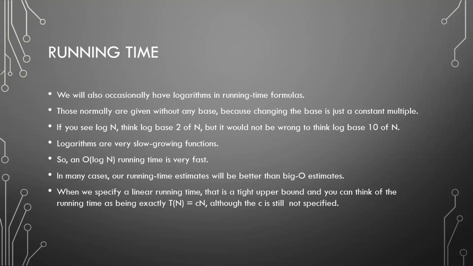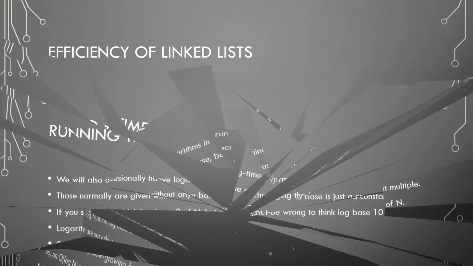Now, in many cases, our running time estimates may end up being better than the big O estimates. So when we specify a linear running time, that is a tight upper bound, and you can think of the running time as being exactly T(n) = c·n, although c is still not specified.